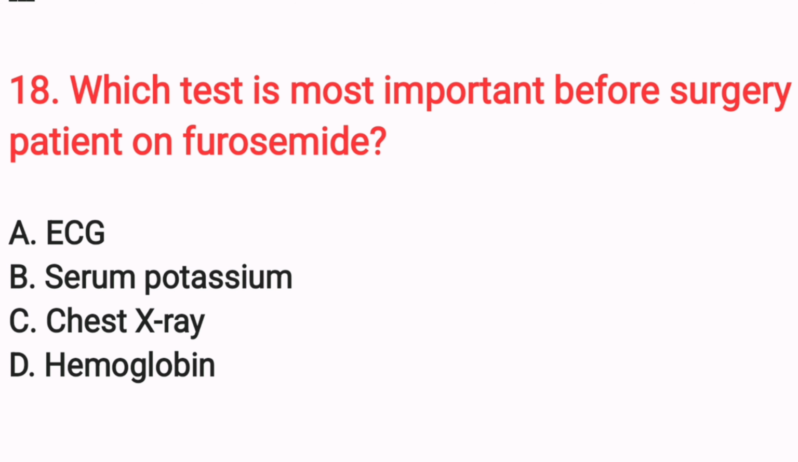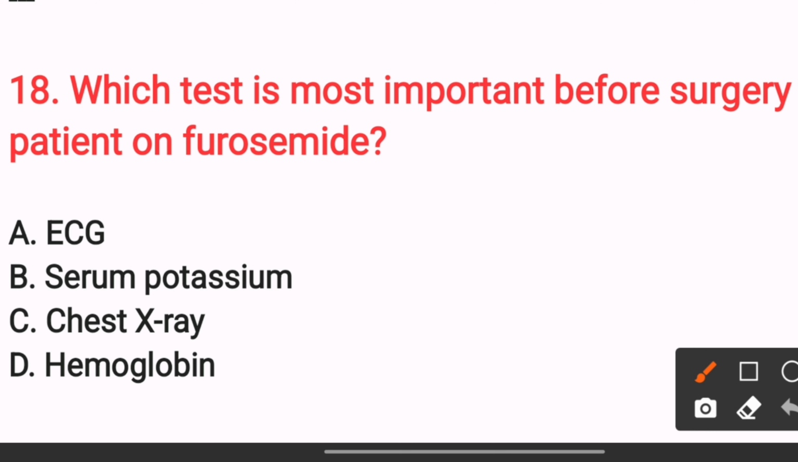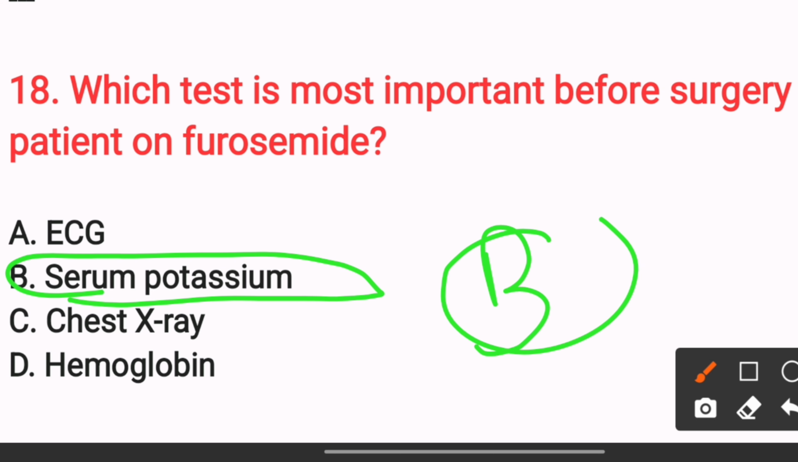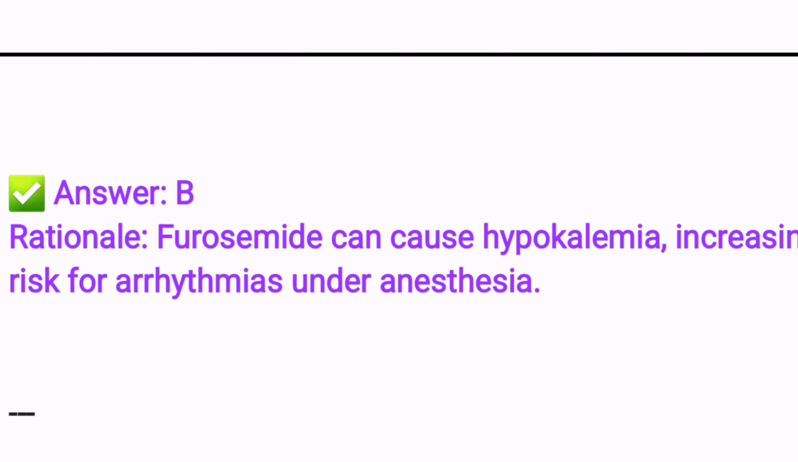The answer is option B, serum potassium, because furosemide can cause hypokalemia, increasing the risk of arrhythmias under the anesthesia. So before doing the surgery, we have to check the serum potassium level.